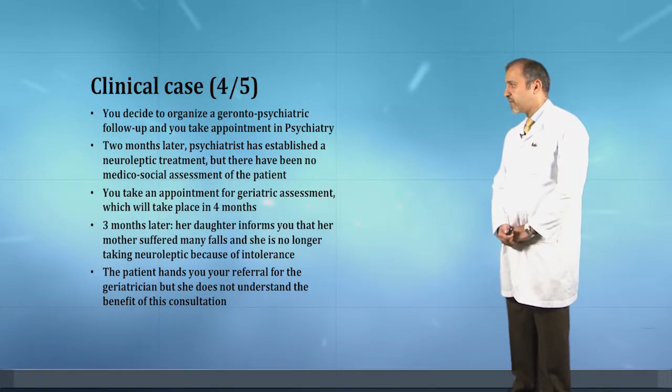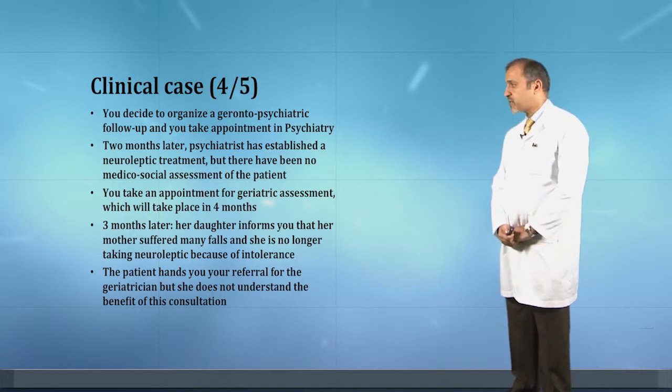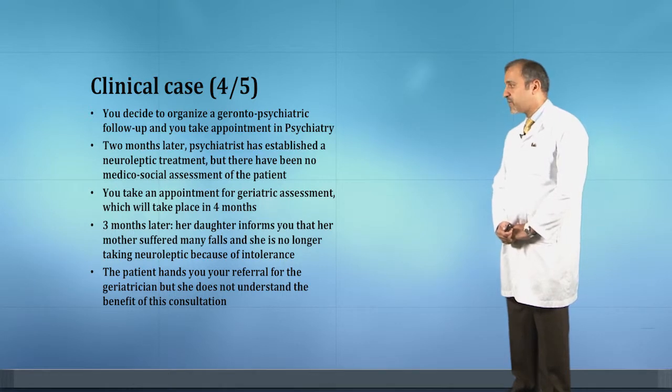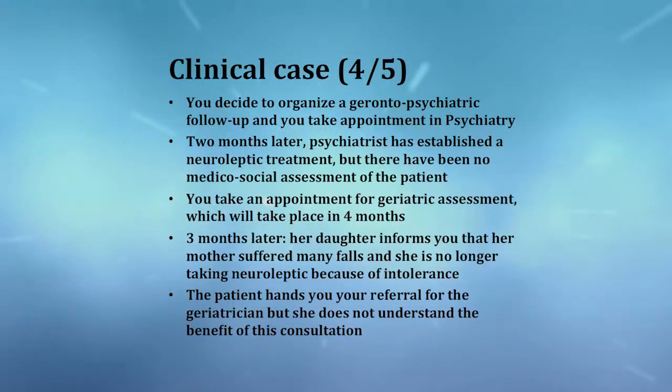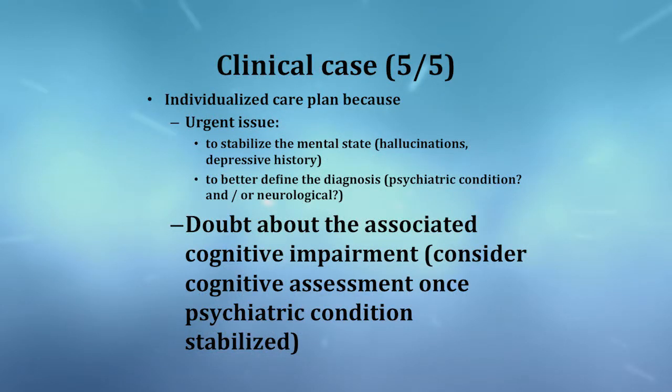You decide to organize a geriatric psychiatric follow-up and take an appointment with psychiatry. 2 months later, the psychiatrist has established a neuroleptic treatment, but there has been no medical social assessment of the patient. You take an appointment for geriatric assessment, which takes place in 4 months. 3 months later, her daughter informs you that her mother suffered many falls and she is no longer taking neuroleptics because of intolerance. The patient hands you a referral for a geriatrician, but does not understand the benefit of the consultation. An individual care plan is urgently needed.